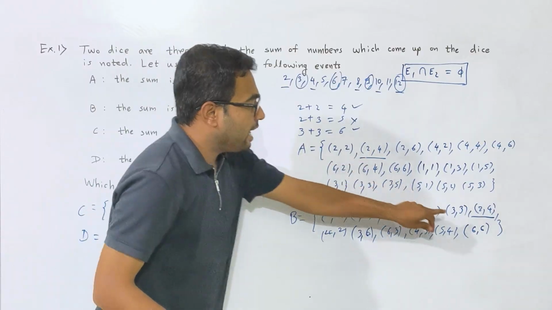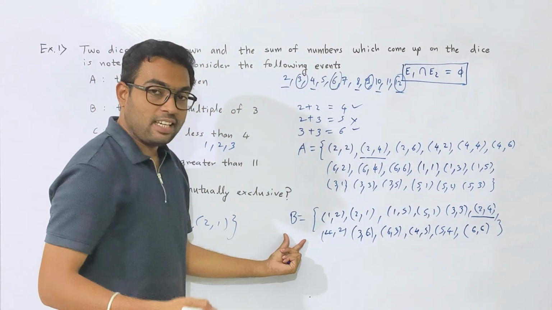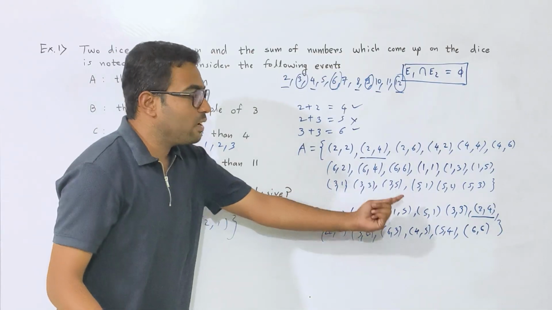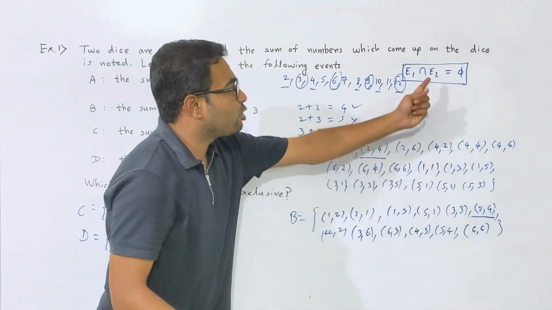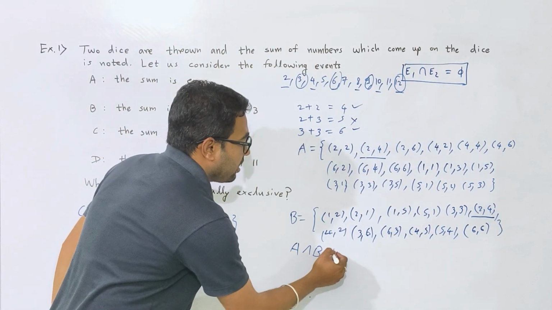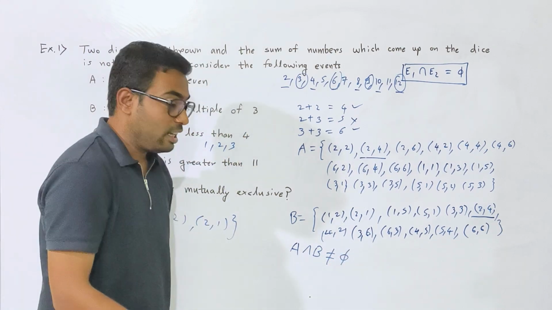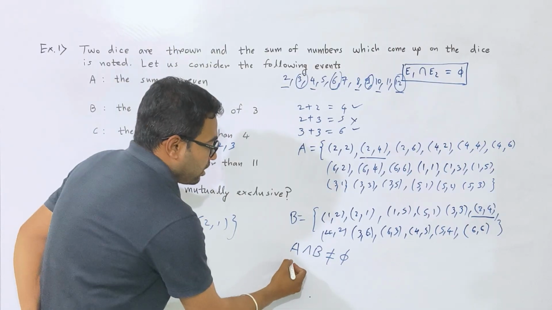So one element will serve. So the intersection of A and B is non-empty because I have found one element. There may be others also, but even one element tells me that A intersection B is not empty. So A and B are not mutually exclusive.